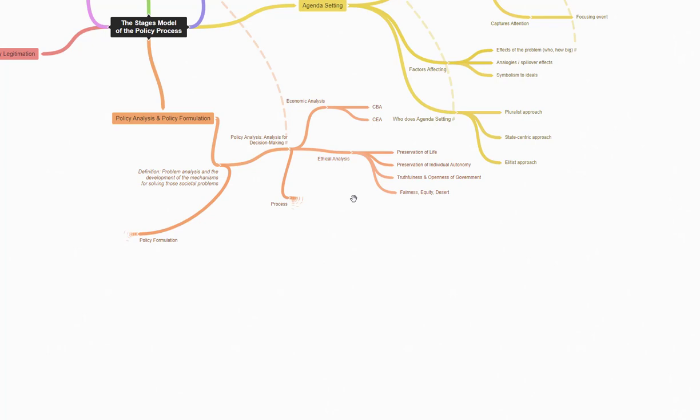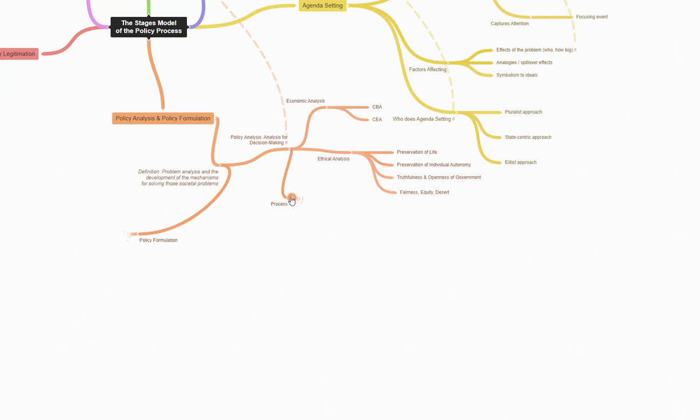Another ethical consideration is preservation of individual autonomy. We have civil rights, and we don't want government's solution to a problem to infringe on some of those rights. Another ethical consideration is transparency and openness of government. And finally, questions of fairness and equity and desert. What do people deserve? Whether you're a criminal and deserve punishment or you are a vulnerable member of the population and deserve some protection. So those are some of the ethical things that are considered when designing policies.